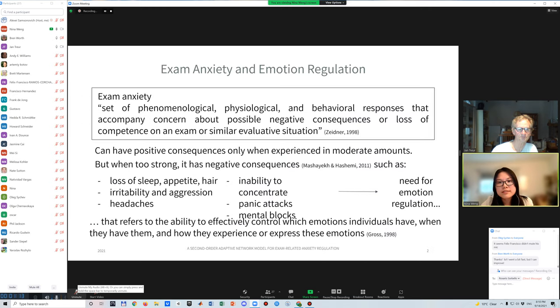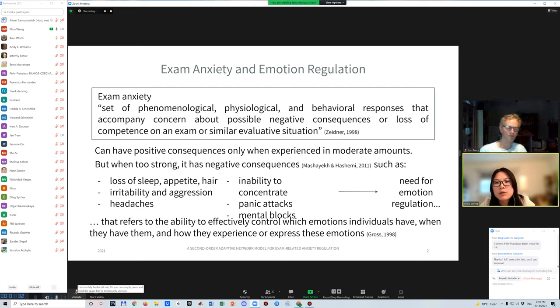Our work is firstly to get a little bit into exam anxiety, which is defined in the psychological literature as a set of different responses that accompanies the concern someone might have about negative evaluation or loss of competence while performing an exam or other evaluation system. In general, it is perceived that anxiety has positive motivating consequences, but only when experienced in moderate amounts.